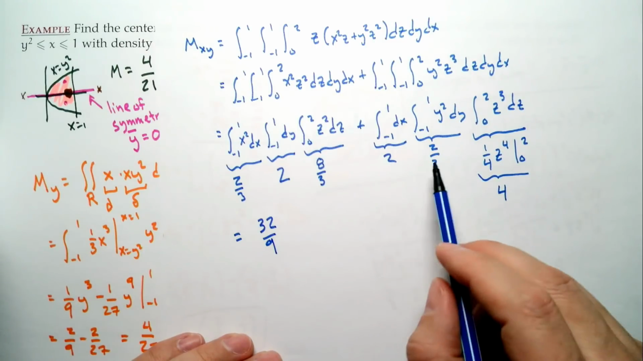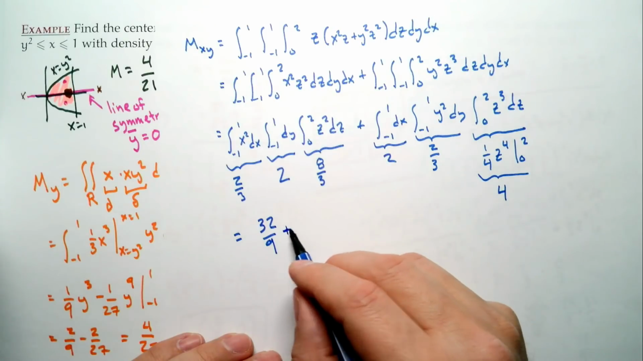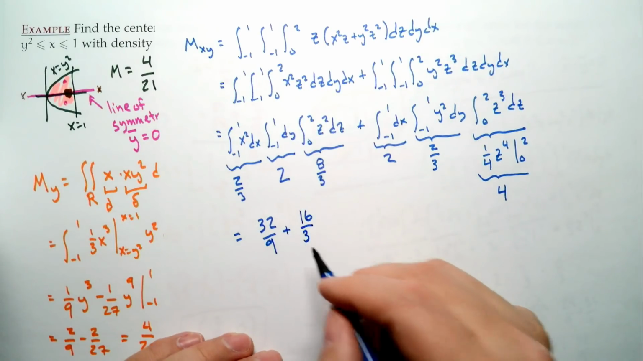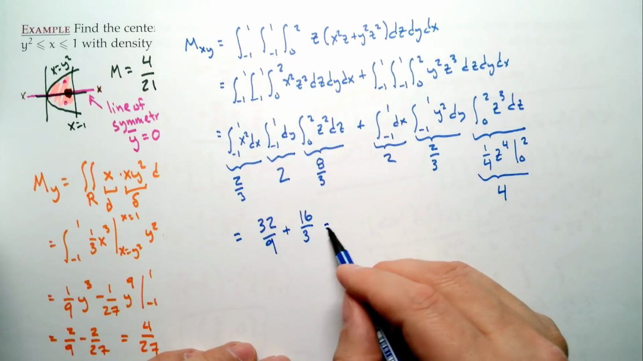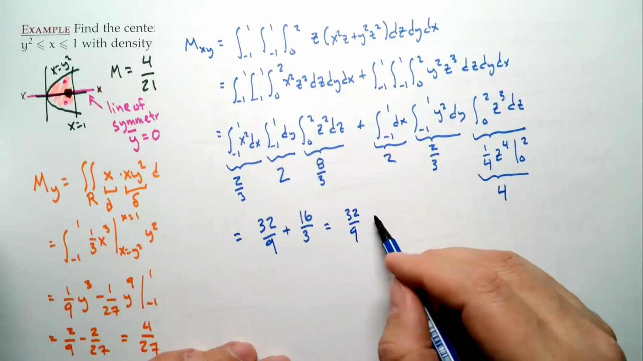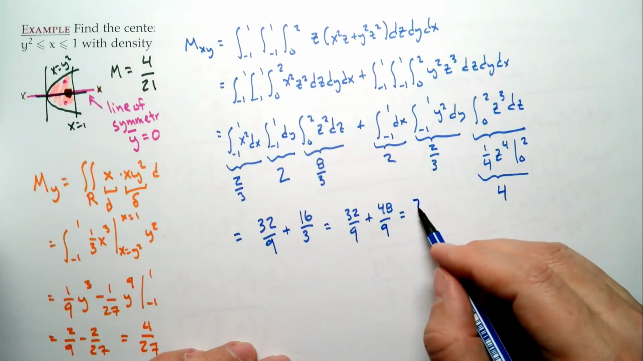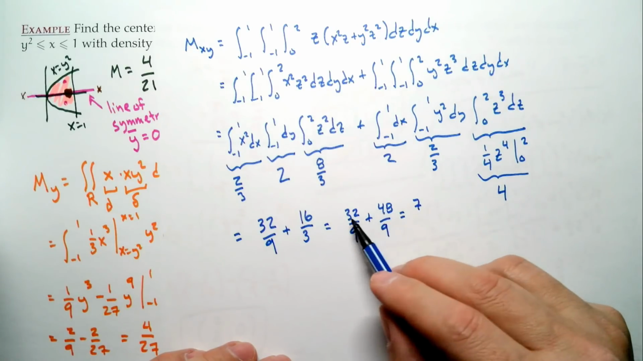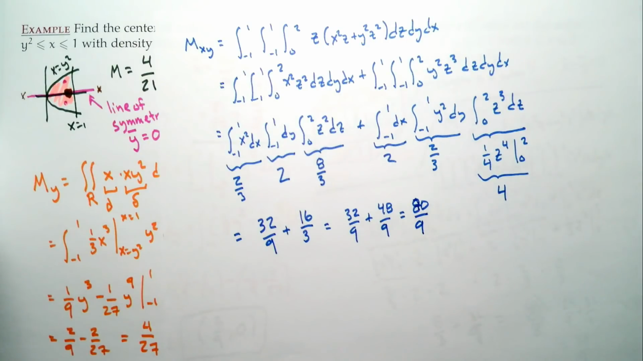32/9. What do we have over here? 2 times 2/3 times 4. Well, that's going to be 16/3. So plus 16/3. All right, 32/9 plus 16/3. Now, what happens next? Well, we've got to get a common denominator. So that's going to be 32/9 plus 48/9, which gets us a grand total of 70. Oh, well, no, not 70, because that'd be 80/9. There we go. 80/9. All right. Well, now, is this our coordinate?